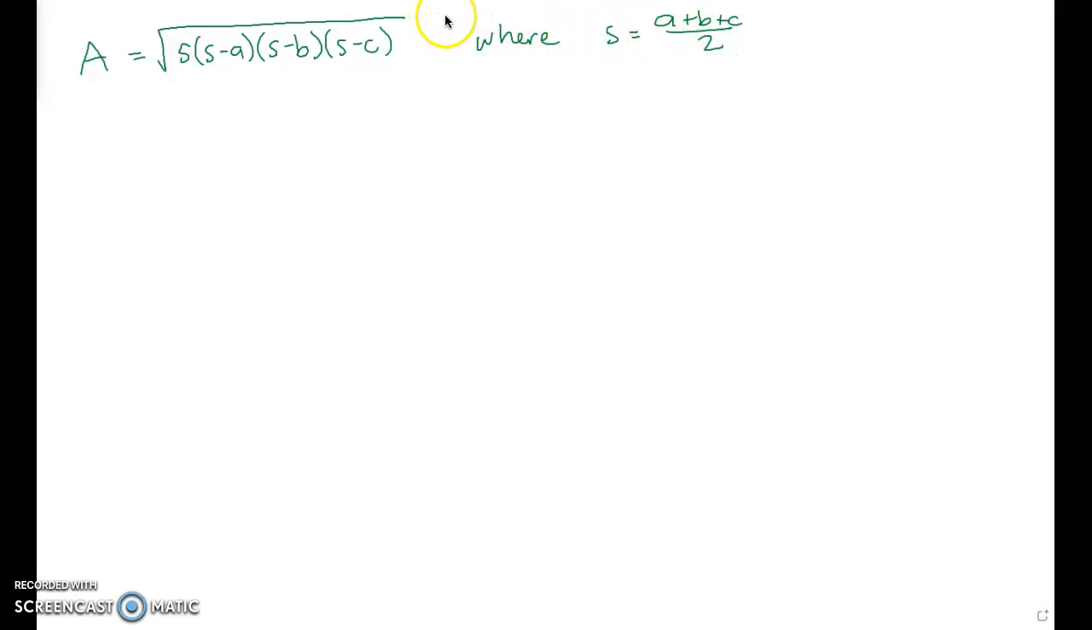Now let's talk about this for a minute. We're going to use this when we're given a triangle that has all of the sides measured. We don't need to use this for a right triangle. This is used for any triangle where we're given side, side, side, or all three of the sides. Okay. Now S, we just calculate S as a value, and then we plug that into our equation.